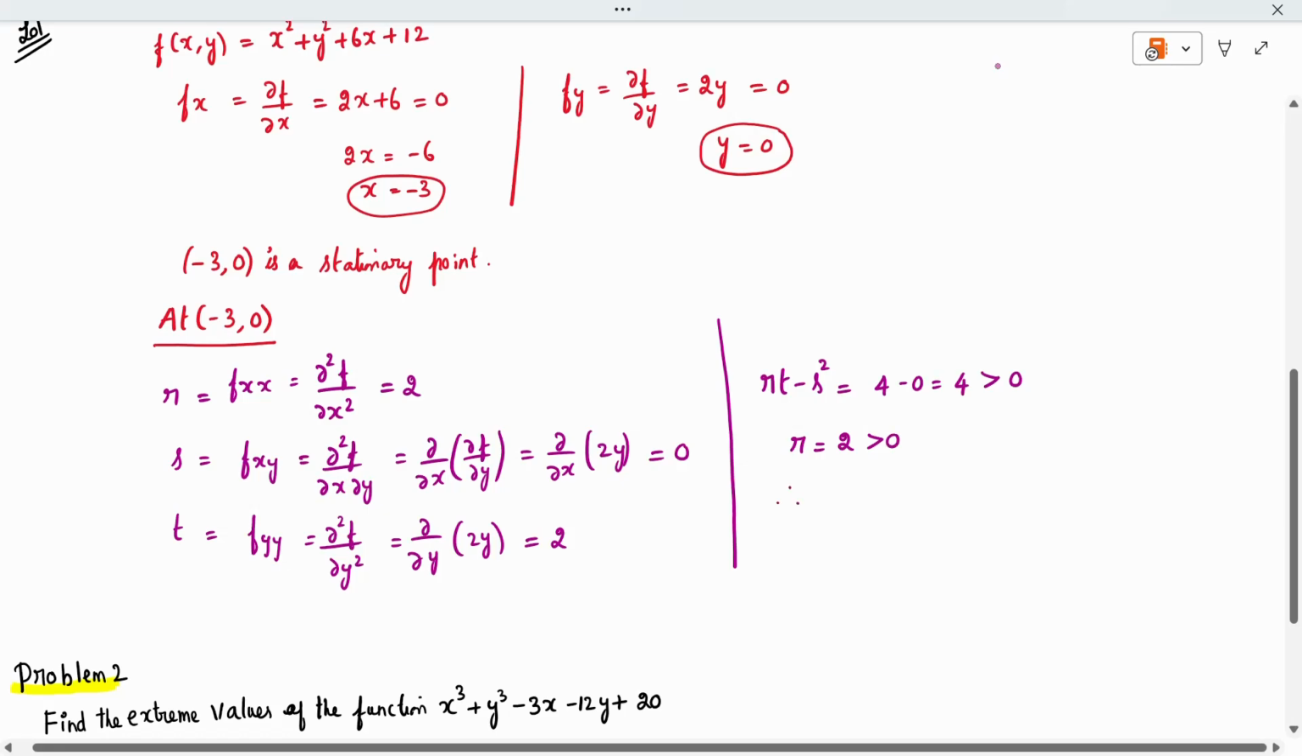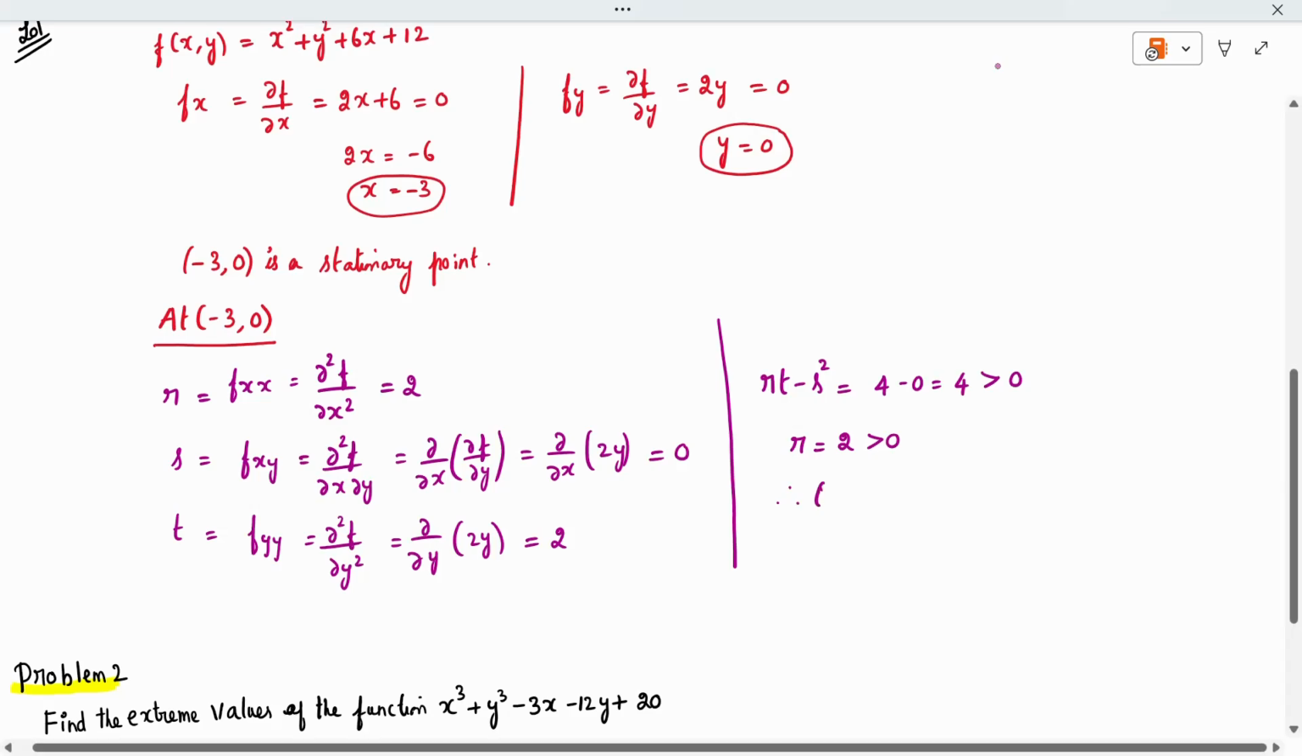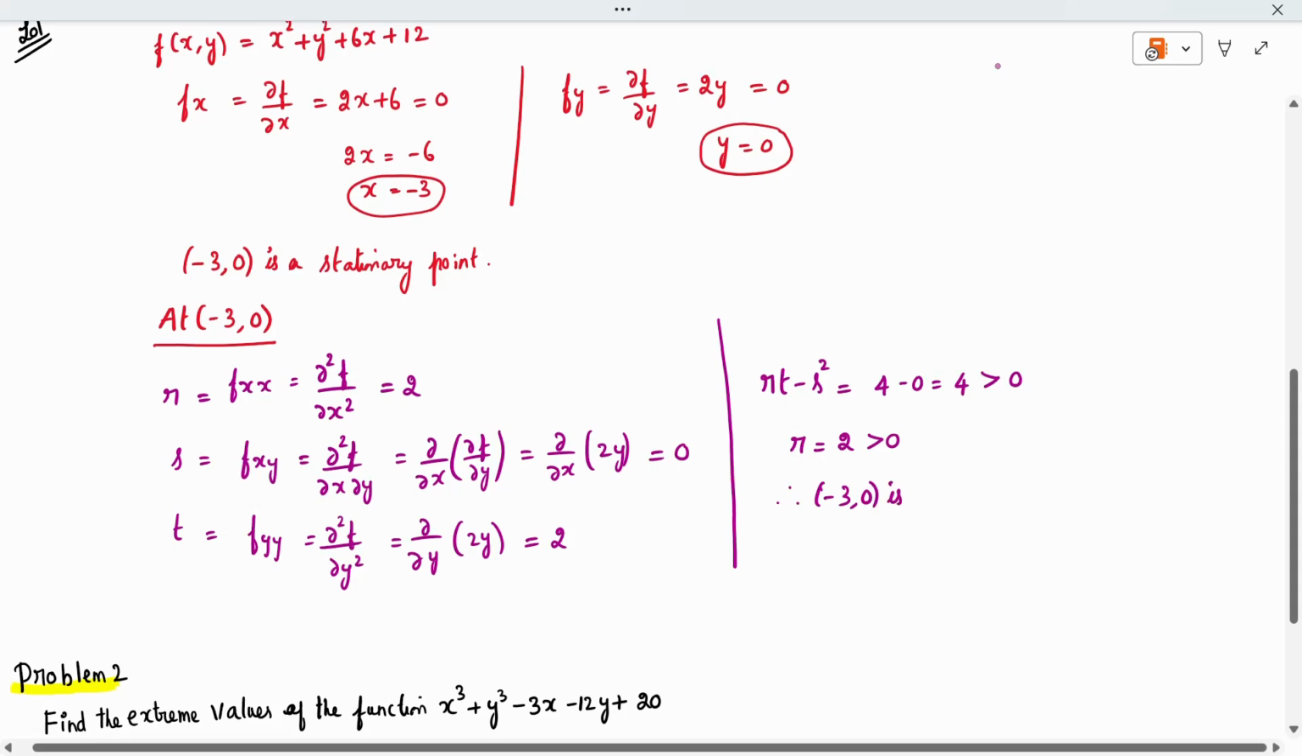When r is greater than 0, it is a minimum point or a maximum point, you have to check it. Since it's greater than 0, it means minimum point. So minus 3 comma 0 is a minimum point. We should not leave it as it is. The minimum value also we need to calculate.